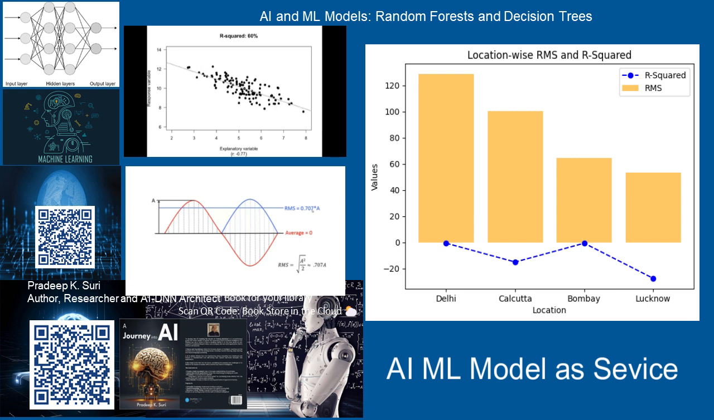RMS values help in assessing the consistency and reliability of processes or systems by providing a single value that represents the magnitude of variations. For example, in quality control, RMS can be used to measure the variability in product dimensions, ensuring that products meet specified tolerances.